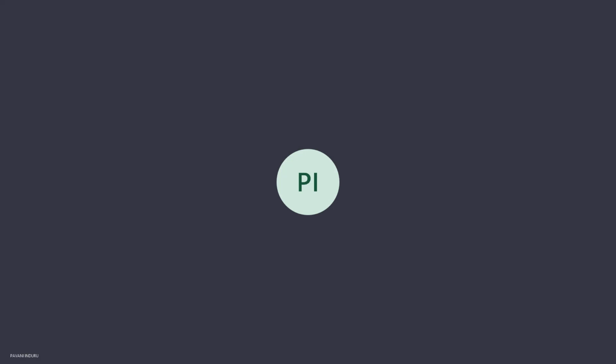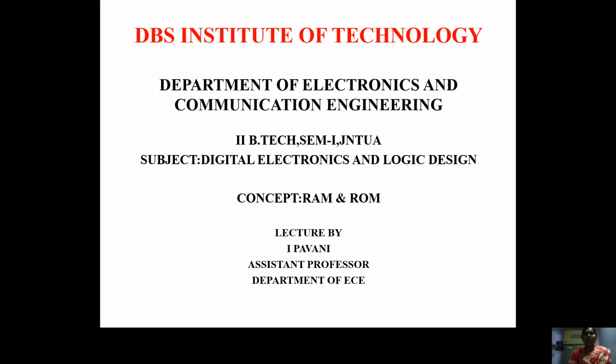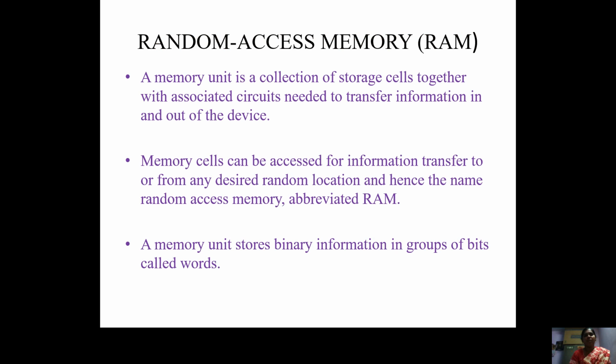In this class, we are going to study about the memories, different types of memories available. So what are the advantages and disadvantages of memories? Coming to the definition of memory, memory is nothing but a collection of storage cells, and it is capable of storing information in binary format. Binary in the sense it can store the information in the form of zeros and ones.